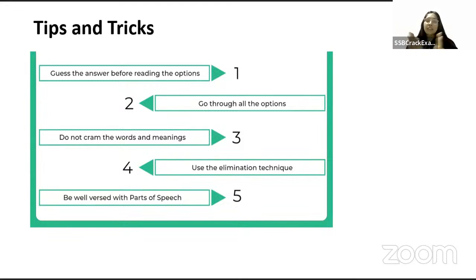So the next thing you need to know is to use the elimination method. If you see the question, which option do you think does not go with it at all? Then you just keep on eliminating, and then you see that this one seems pretty fine, so maybe I can go with this option. This is the only thing you can do.